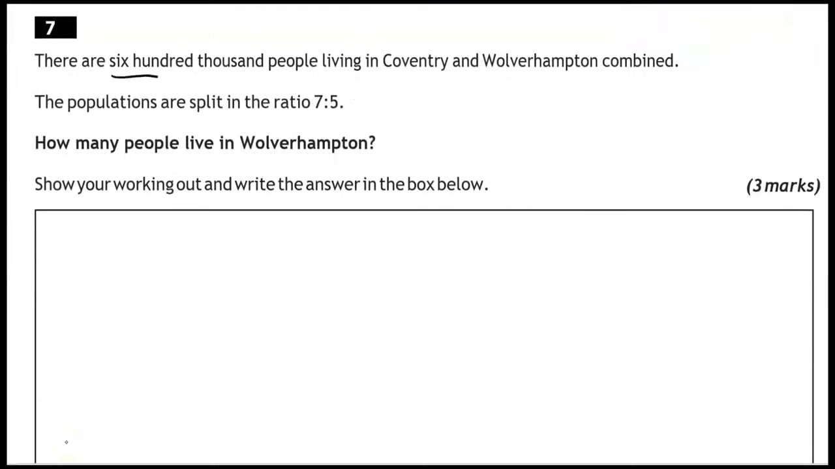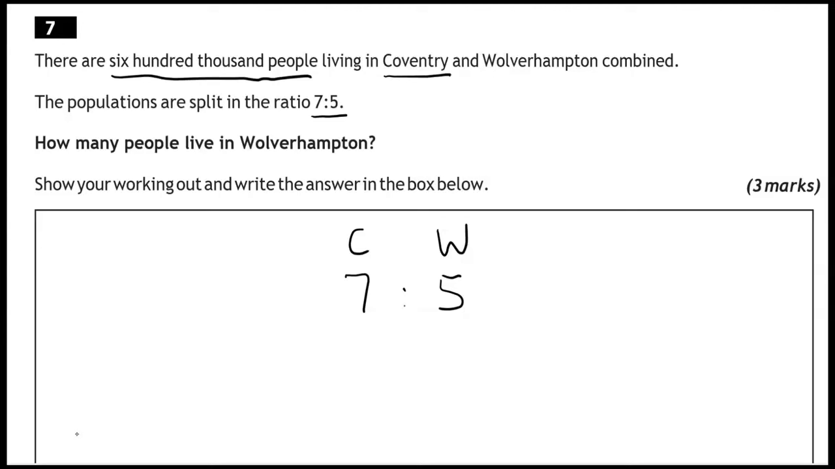There are 600,000 people living in Coventry and Wolverhampton combined. The populations are split in the ratio 7:5. How many people live in Wolverhampton? Show your working out and write the answer in the box below. So 7:5. 7 represents population in Coventry because that's coming first in the sentence, and then Wolverhampton 5.